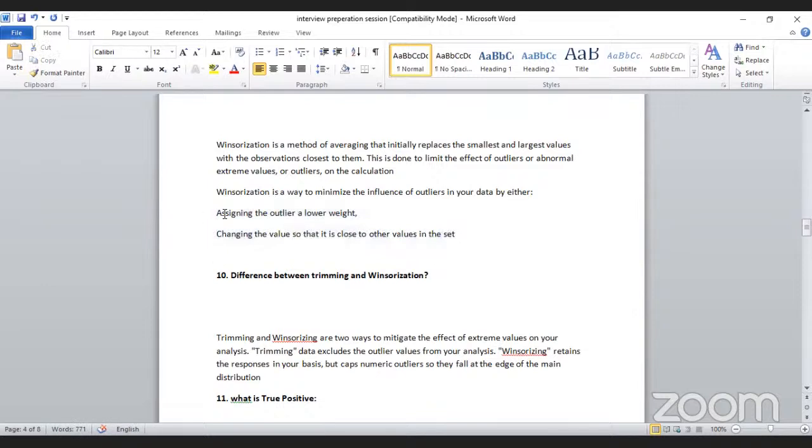Okay, we are doing a process to retain the value, but we are assigning the outlier a lower weight, or we are changing the value so that it is close to other values in the set. Okay, but in trimming we are directly excluding the outliers. Okay.